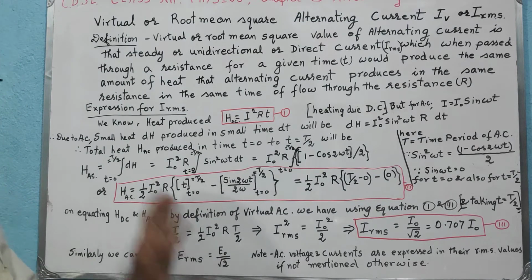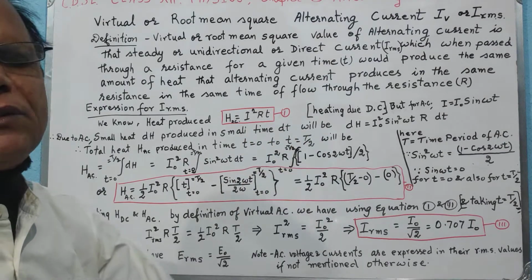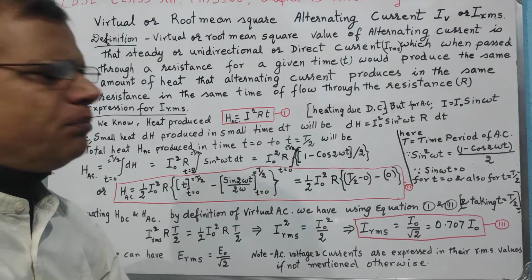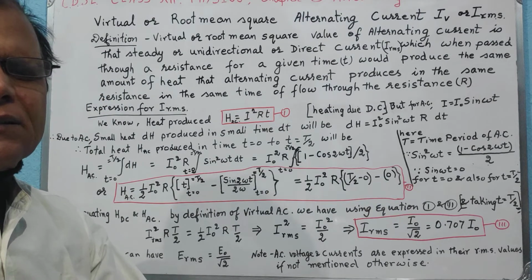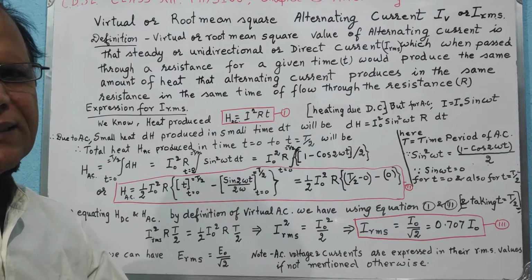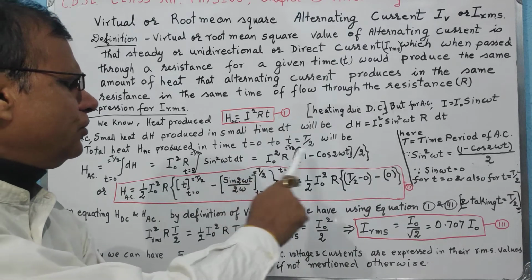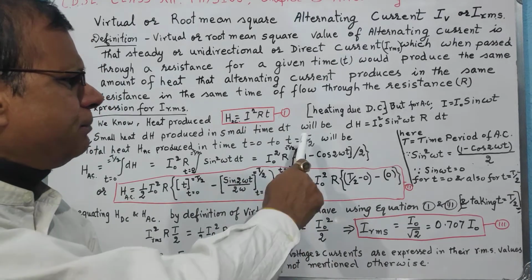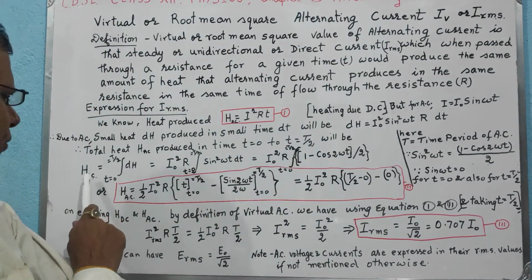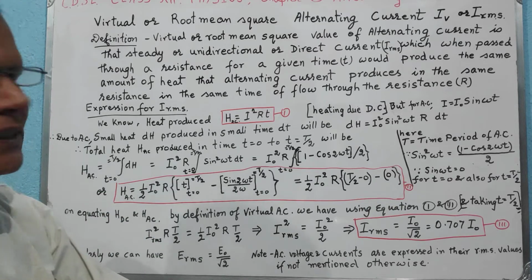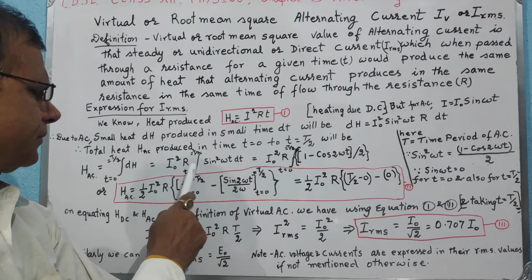Now we calculate the total heat produced in the time t is equal to 0 to t is equal to T by 2. Why are we taking this? Because you see, during the half cycle, charge is flowing in one particular direction, and so we are taking t is equal to 0 to t is equal to T by 2, where capital T is the time period of the alternating current, and the total heat produced during this duration, t is equal to 0 to t is equal to capital T by 2, we integrate it.